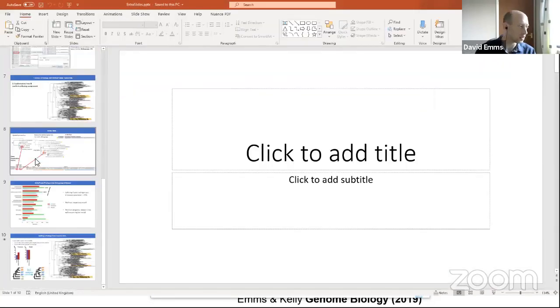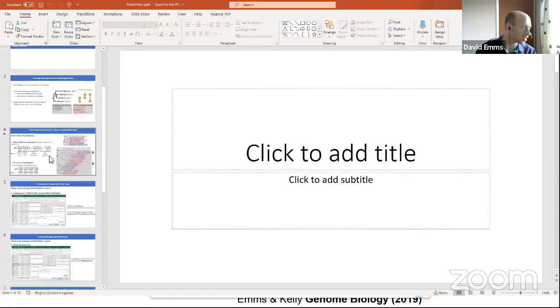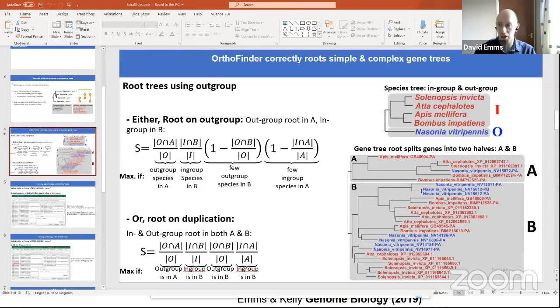Okay, so in terms of the rooting of the tree, oh, have I got it here? Yes. So we've got, can you see that slide now?